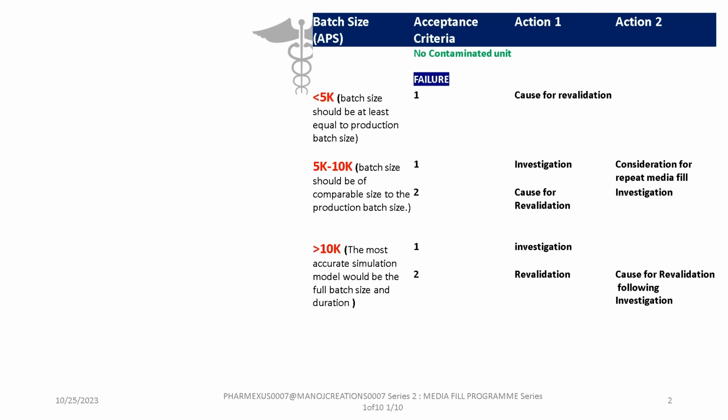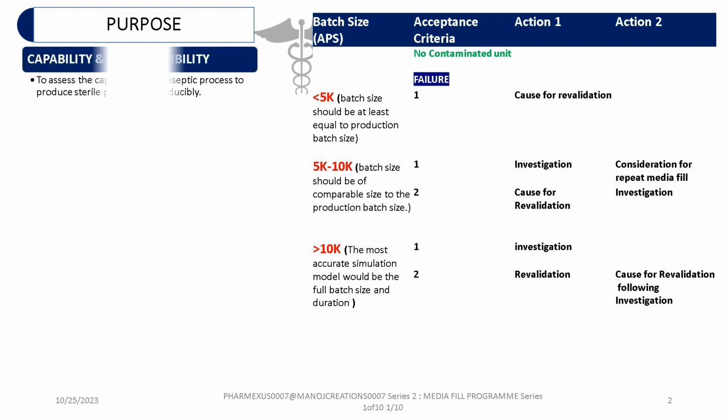And if it is a batch size of greater than 10,000 and with a failure of 2 contaminated units, then a revalidation is action level number 1, followed by cause for revalidation following investigation as action level number 2. Now this is as regards the database or the systematic approach towards the understanding of contamination and no contamination. Now let us try to understand in depth the purpose of this particular media fill simulation.